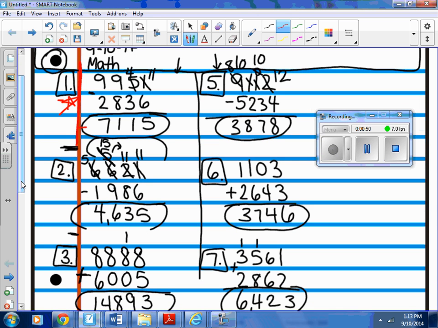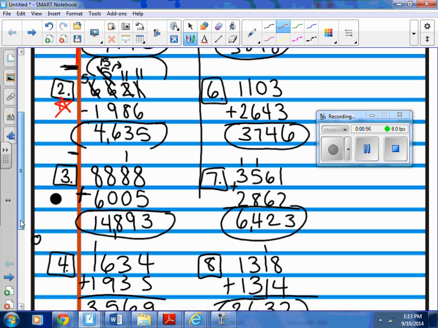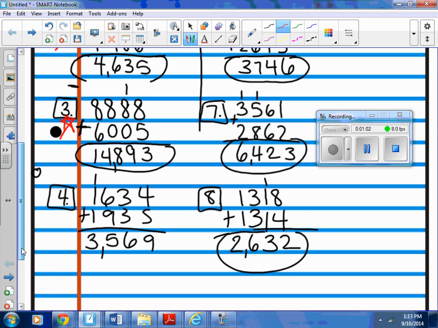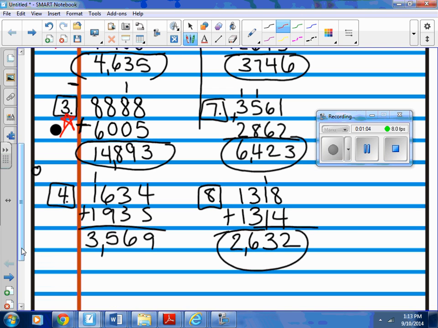Okay, then I'm going to go to number 2, 4,635. All right, that matches up. Number 3, 14,893. That looks good. Number 4, I have 3,569. That's correct. What did I forget to do here? I forgot to circle it, so that's fine. I'll just circle it in pen.